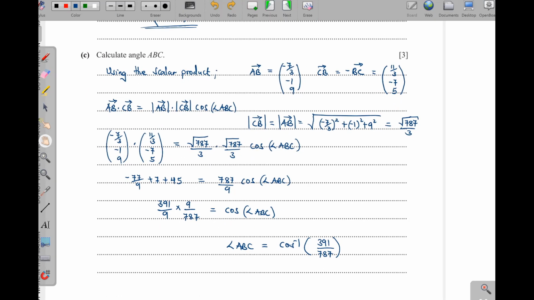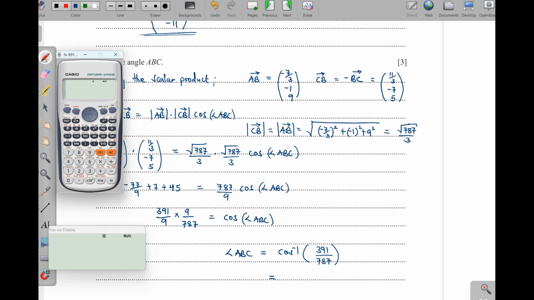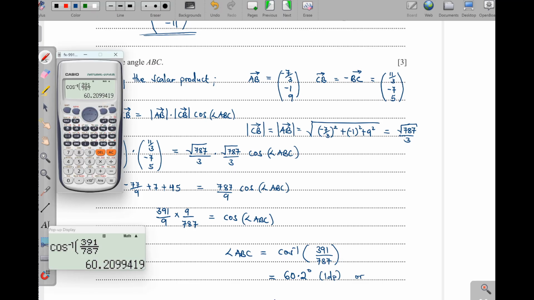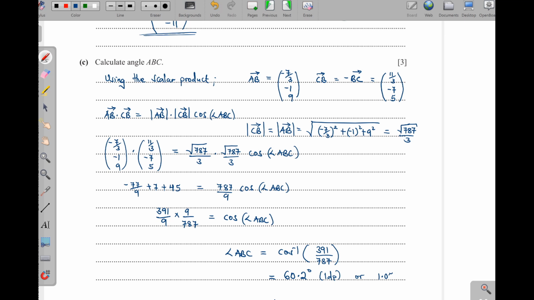Alright, so what will be our answer here? The calculator can be in degrees or in radians. So if I use degrees, it will be the arc cos of 391, then divide by 787. And that one is 60.2 degrees. That is to 1 decimal place. Or if it is in radians, what we get? I'll just come here and then I change the mode to radians. Shift, then mode. Radian is 4. Then press equals again. That is 1.05 radians. So that is that. You write one answer, either in degrees or in radians. Don't write like this in the exam, okay?